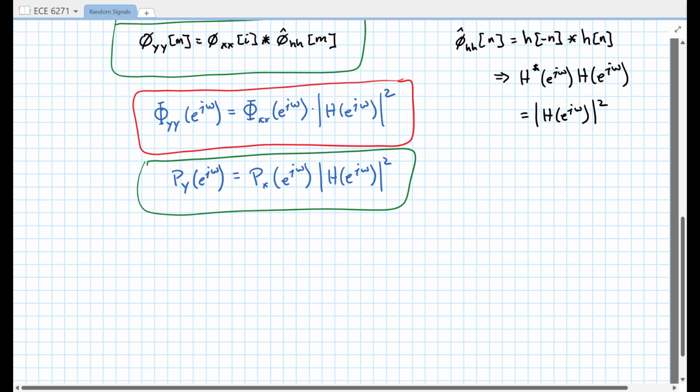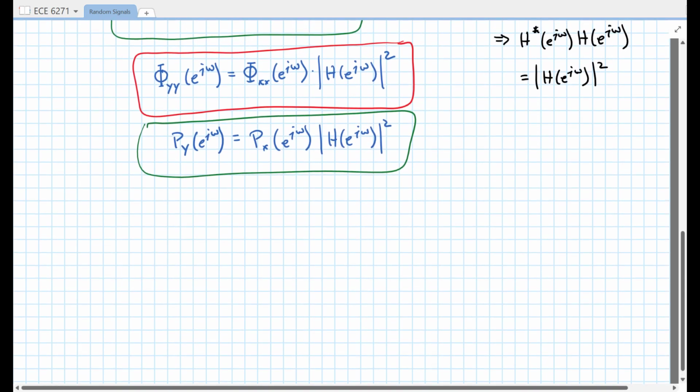Since P is a power, and the magnitude squared of H would be a power quantity, you can see that this is essentially the same as if we'd taken the spectrum of x times the spectrum of the filter and then squared it, giving us the power spectrum of y.